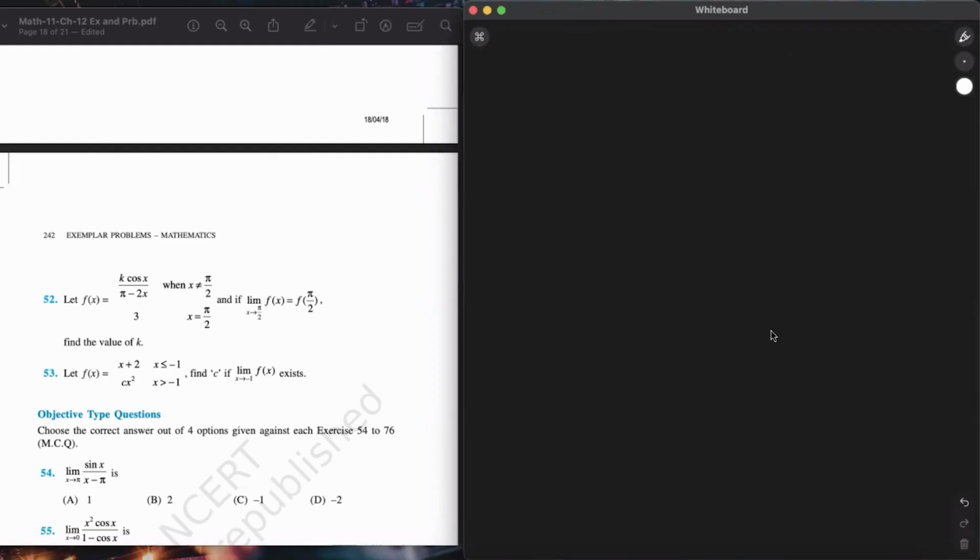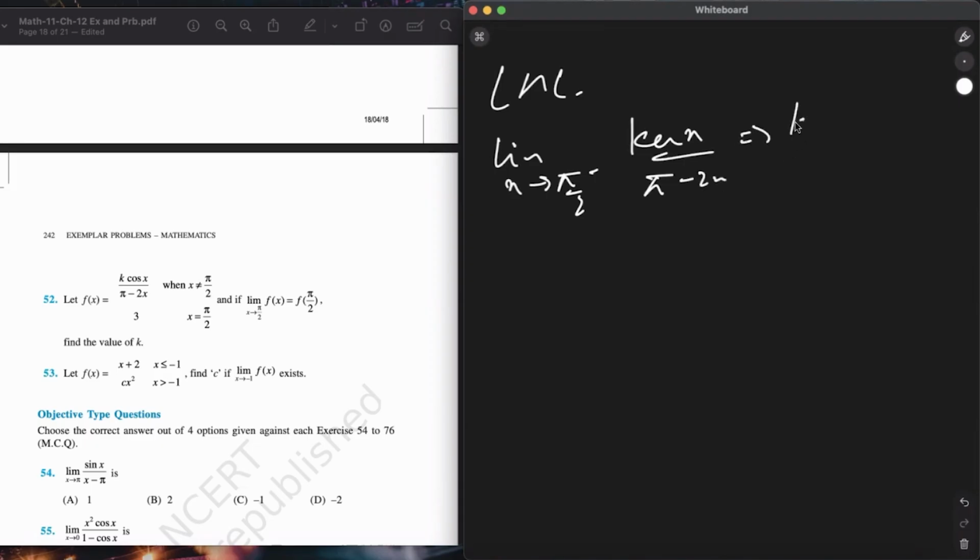So if I just put in the value from the left hand side first, approaching from the left hand limit, my limit x is tending to pi by 2 negative. There's k cos x divided by pi minus 2x, and on approaching, I'll just put in the value for the function that has been given. So if it's unequal to pi by 2, then I have to put this value: k cos of pi by 2 minus x divided by pi minus 2x, right?